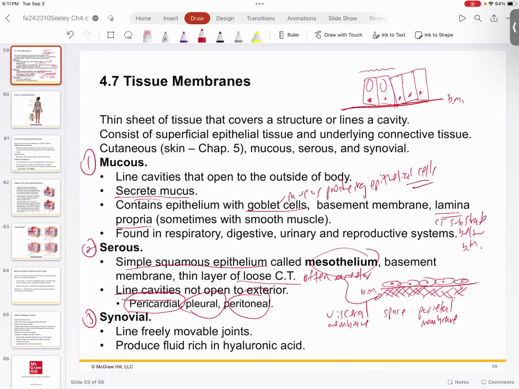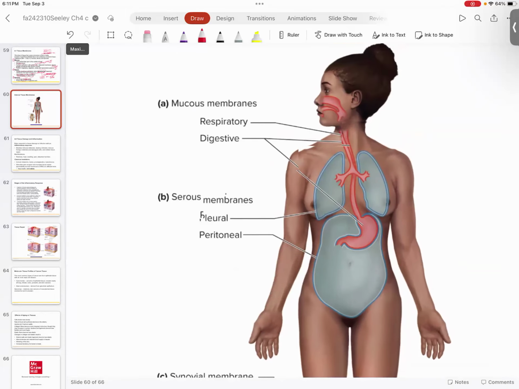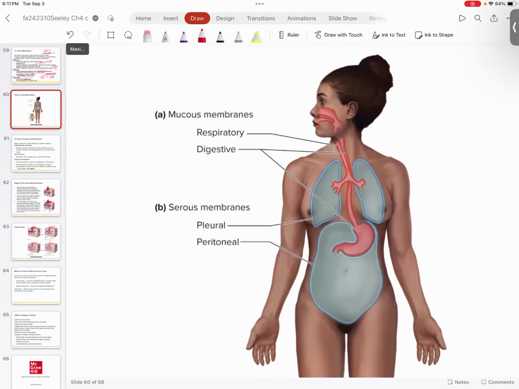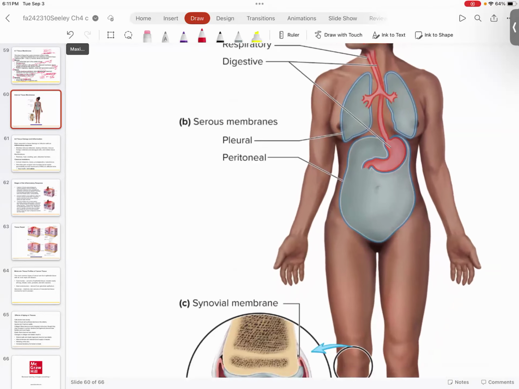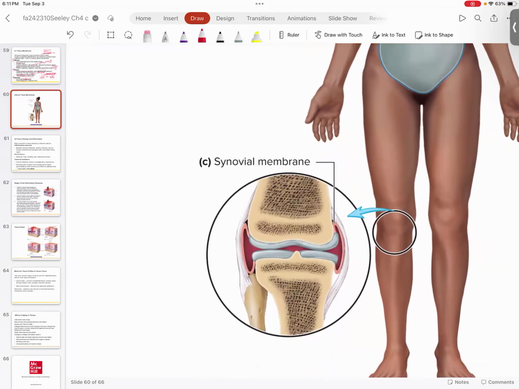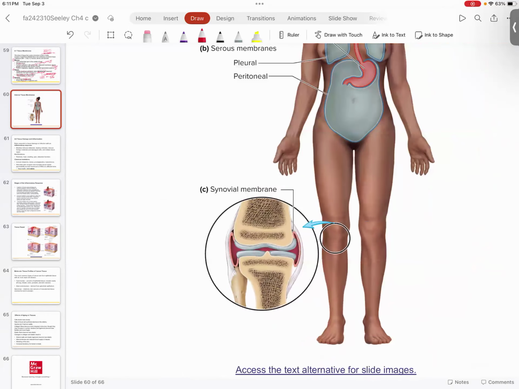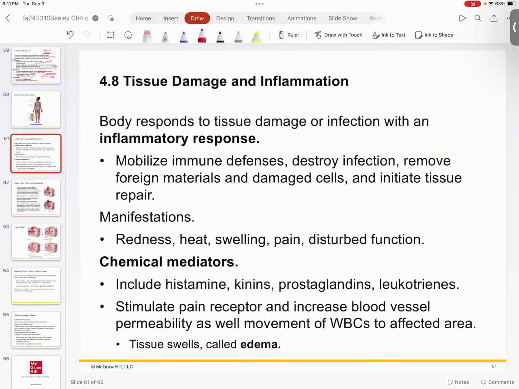And then the synovial membrane is associated with movable joints. This produces fluid like hyaluronic acid, a ground substance fluid, which is a lubricant, it's slippery, into your joint spaces to allow for freedom of movement and reduction of friction. So this is kind of what it looks like. You have your mucous membranes, for instance, covering your respiratory and digestive system, serous membranes covering your pleural, peritoneal, and pericardial cavities, and your synovial membranes that are encapsulating your joints and providing a smooth lubricant so that you have good, smooth, fluid joint movement.